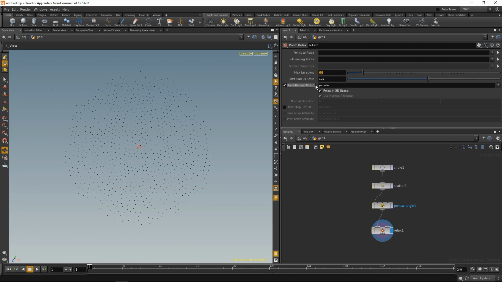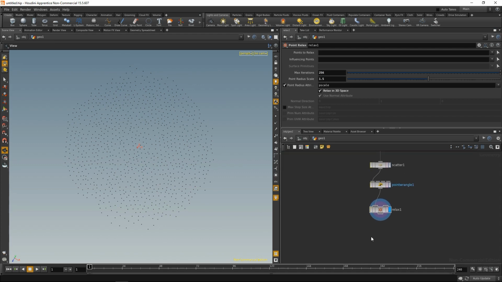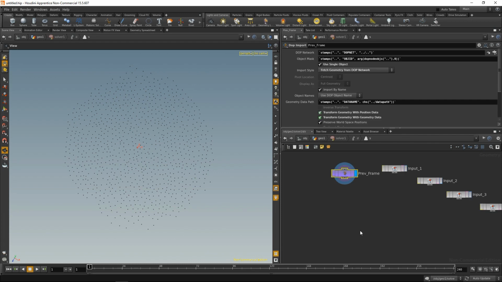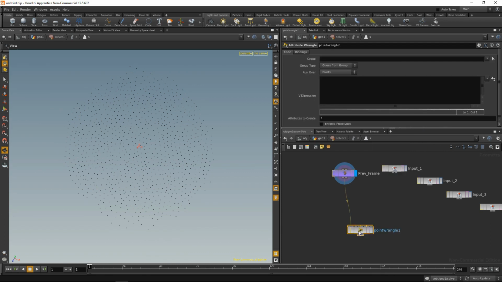And let's increase the iterations here as well to something really high, so we make sure they are not intersecting at the beginning. Okay, next drop down a solver. And in the solver, the first thing I want to take care of are intersections of particles. So I'm going to drop down a point wrangle. And what I want to do is use this point wrangle to check if points are intersecting each other, and if so, delete them and update their acceleration vectors.